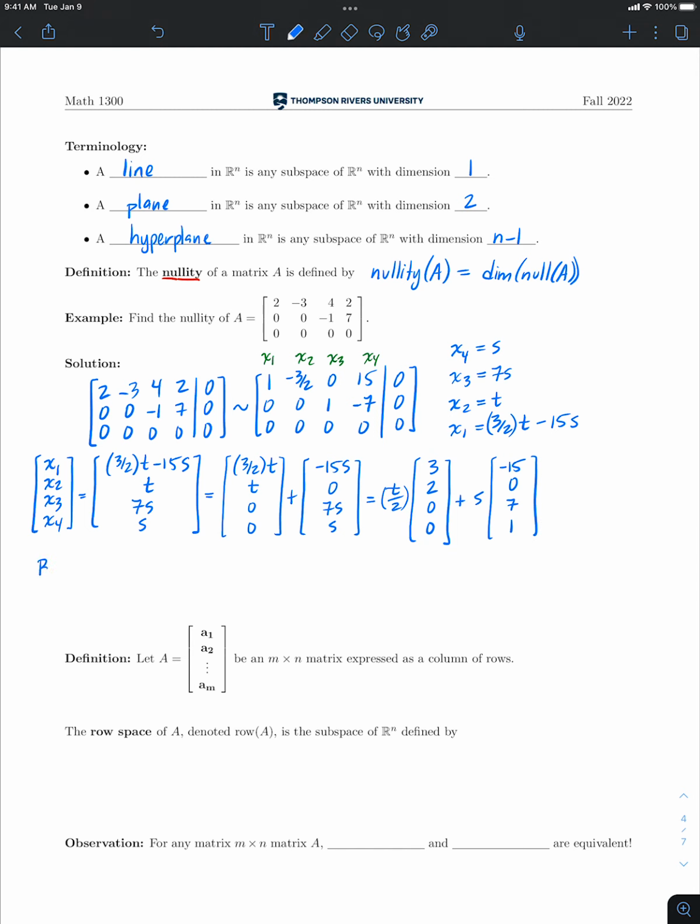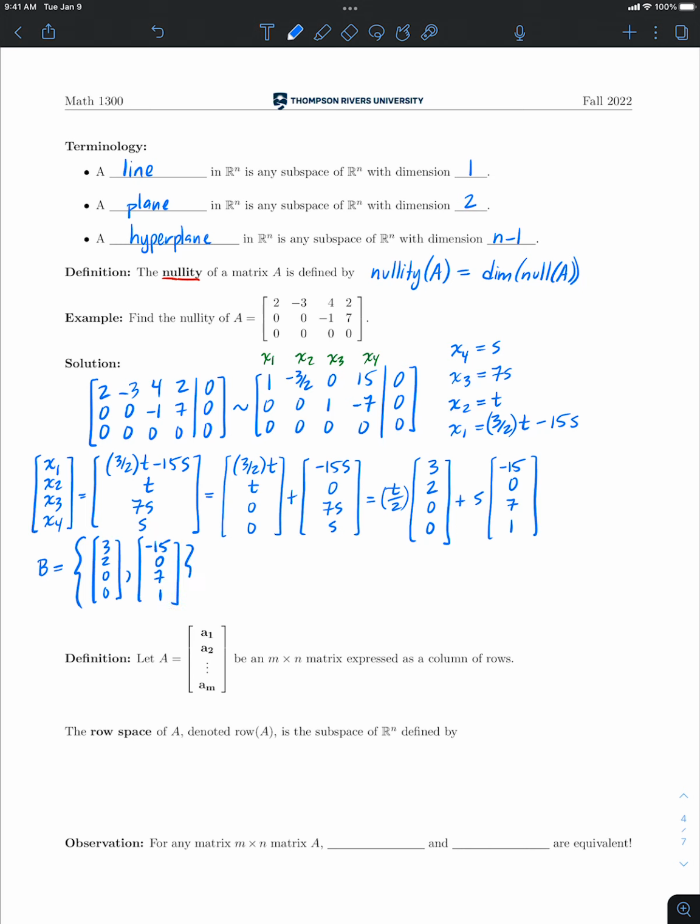So let's formulate that down here. So B is going to be a set containing 2 vectors, 3, 2, 0, 0. And this is where it's nice to not have to write fractions. So negative 15, 0, 7, 1.